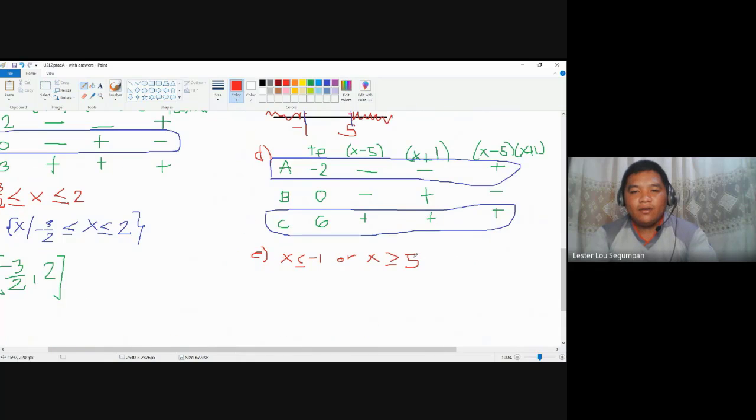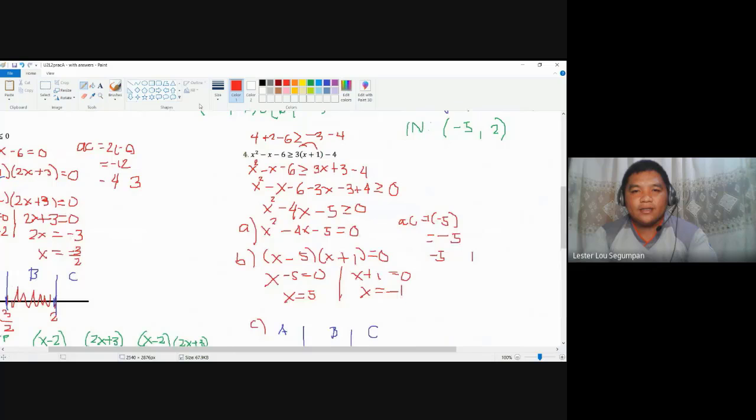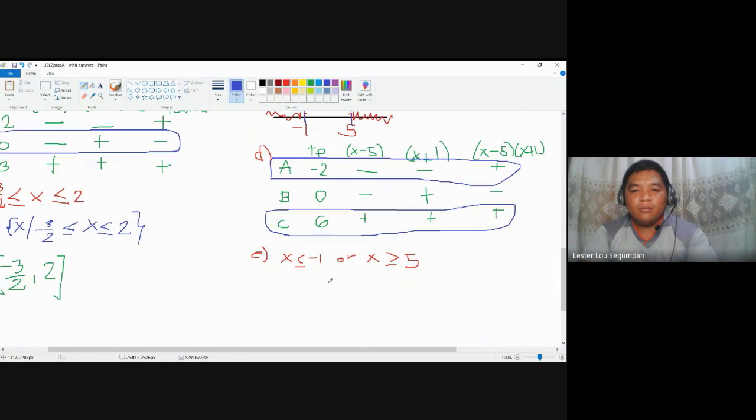Another check for 5 is 6. Let's have it here. 6 squared, 36, minus 6, minus 6. Is it greater than or equal to 6 plus 1 is 7 times 3 is 21 minus 4? 36 minus 6 is 30, minus 6 is 24. And this one is 17. So it's very obvious. Both of them are correct.